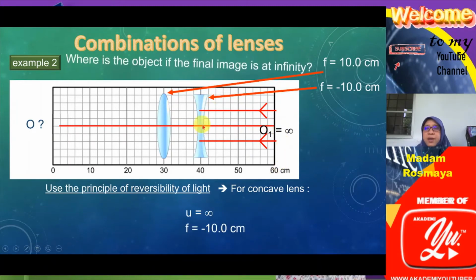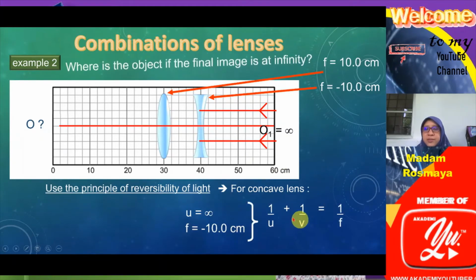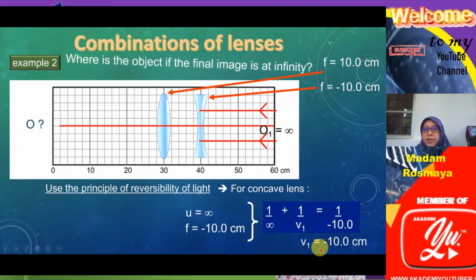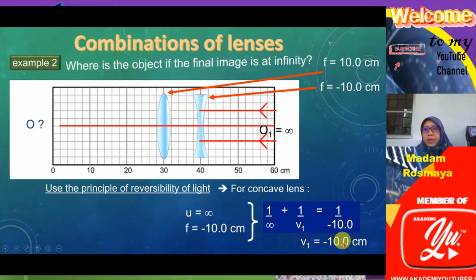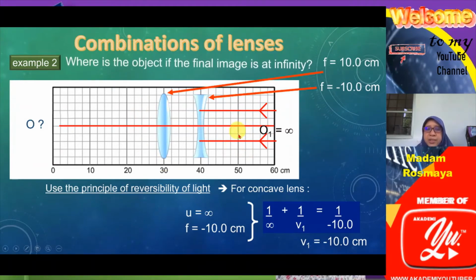Okay, for the concave lens, F is negative 10 cm. So we substitute into the thin lens equation: 1/U plus 1/V equals 1/F. U is infinity, V1 is unknown, and the focal length is negative 10. So we get V1 equals negative 10 cm. This is the image formed by this concave lens. Since it is negative, it is on the same side as the object.